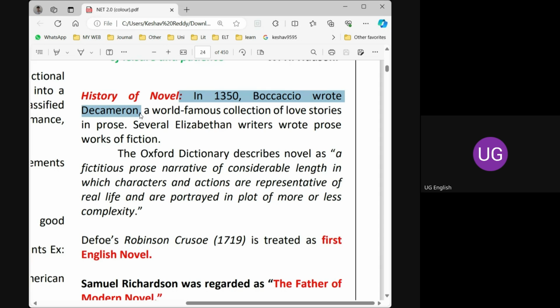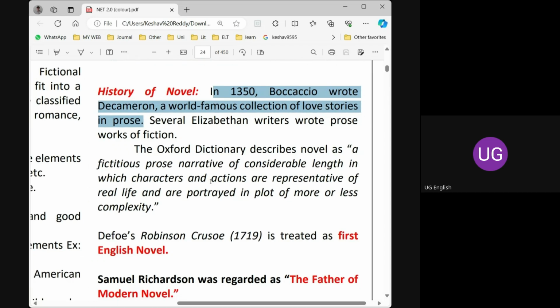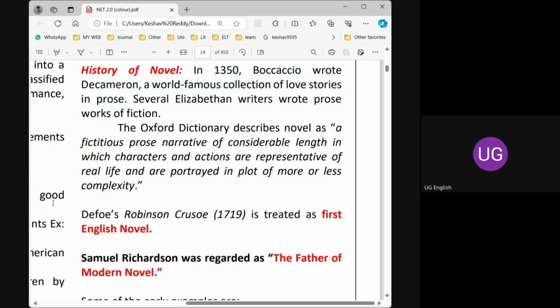Decameron means 100 stories. Simply, Boccaccio wrote 100 stories. It's a world famous collection of stories in prose. This can be called the first work in prose, and this is not a novel, but the prequel. We can say the one who started the writing of prose or fiction is Boccaccio. And very importantly, in English, we have Defoe.